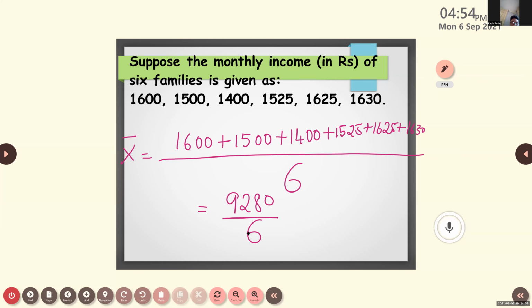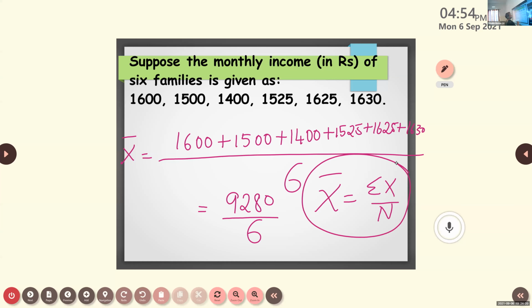Ma'am, I got a decimal answer. Yeah, you got the answer, that's correct. No problem. X bar is equal to 1,546.6. This is the formula to find the arithmetic mean. What did you get? Ma'am, 1,546.6. Point 6. That is correct.